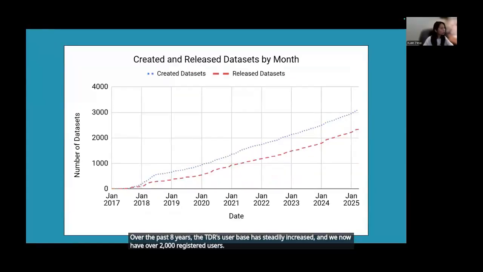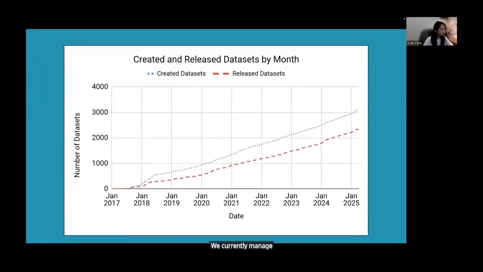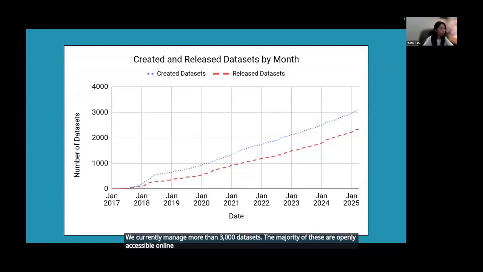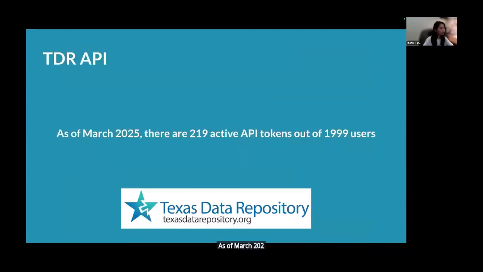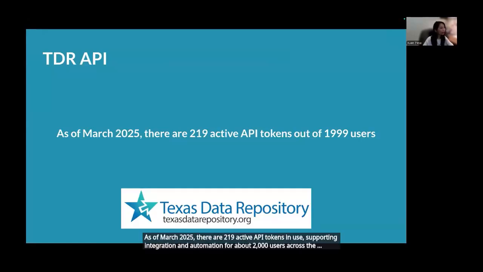We currently manage more than 3,000 datasets. The majority of these are openly accessible online, supporting transparency and open research. As of March 2025, there are 219 active API tokens in use, supporting integration and automation for about 2,000 users across the platform. Thank you for watching.